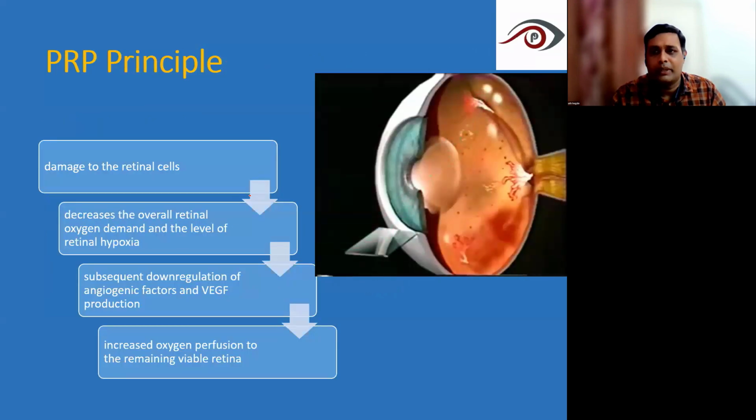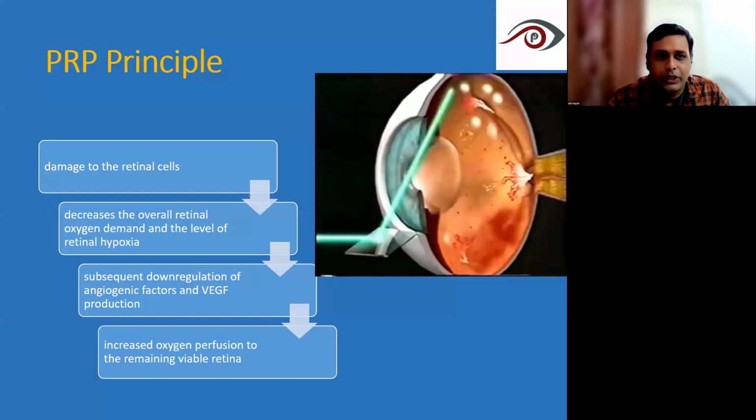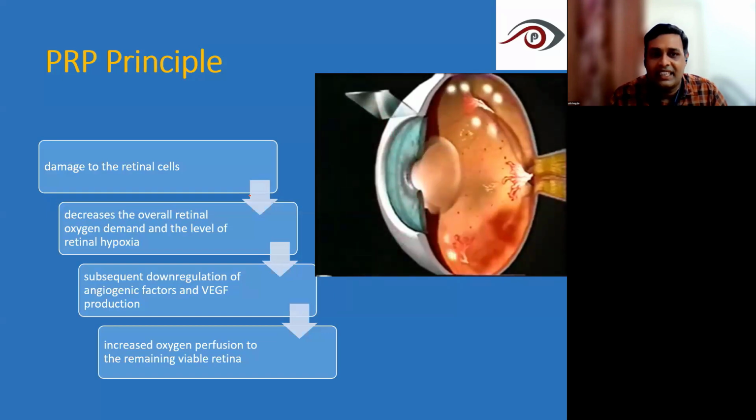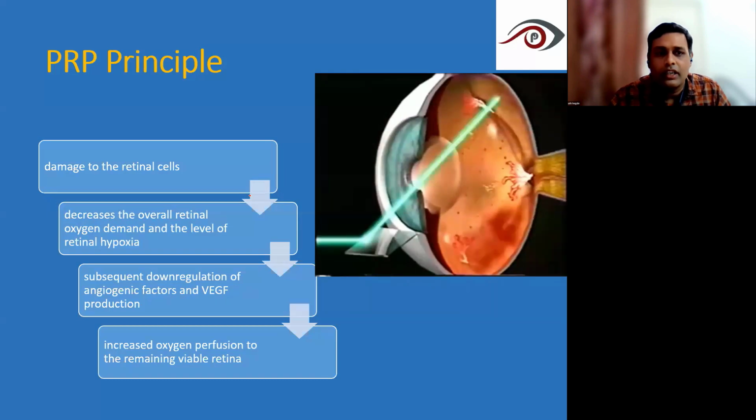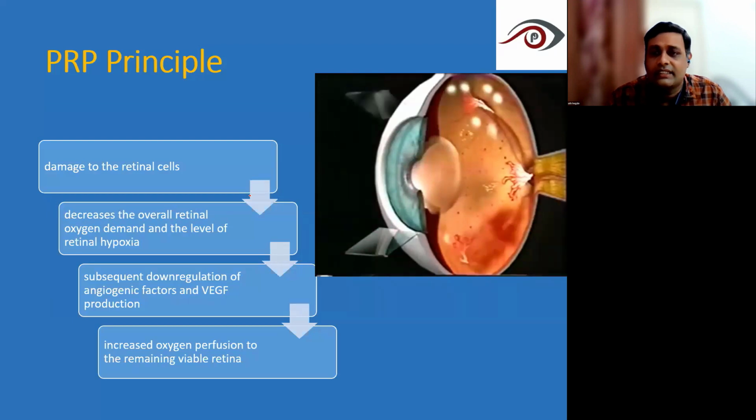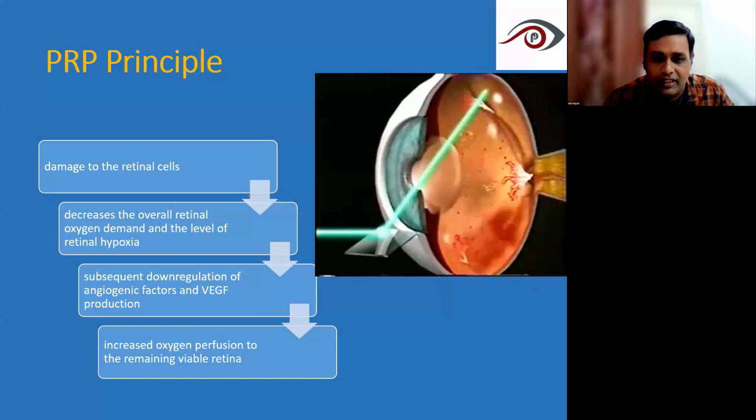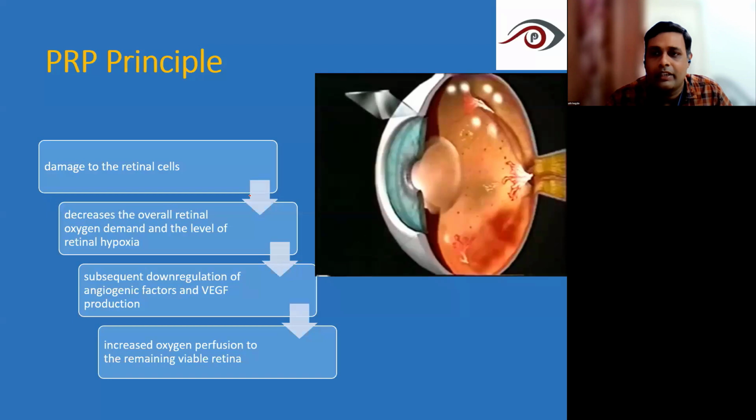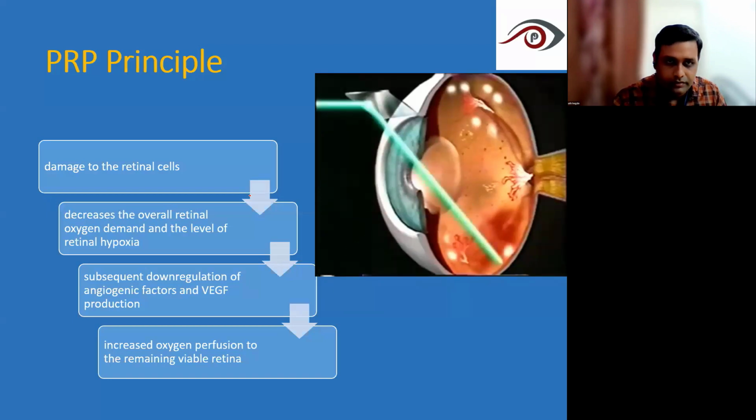So what is the principle of PRP? When you give these laser marks, they damage the retinal cells. Due to the photocoagulation effect, these peripheral retinal cells are damaged. This decreases the overall retinal oxygen demand and the level of retinal hypoxia. We are shifting from relative hypoxia to the anoxia level. There will be down-regulation of the angiogenic factors and VEGF production. This helps to increase oxygen perfusion to the remaining viable retina in the posterior pole.